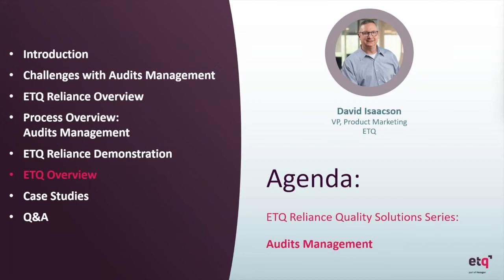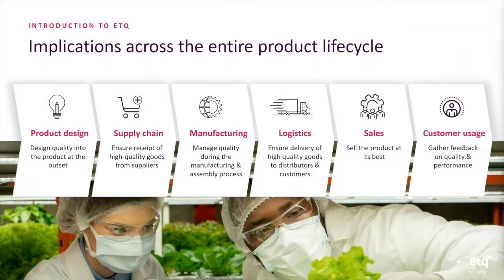So before we get into the question and answers, I want to do a quick overview of ETQ. I want to give you a little idea of the rest of the environment that Tom was talking about. ETQ Reliance is our quality management system, and when we look at quality, we look at it across the entire product lifecycle. I think when you think about audits, they can occur at any stage and do occur at every stage of the product delivery and beyond even.